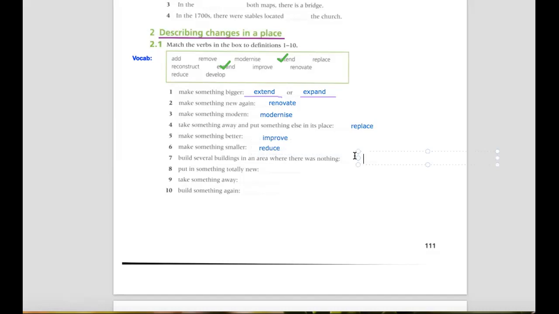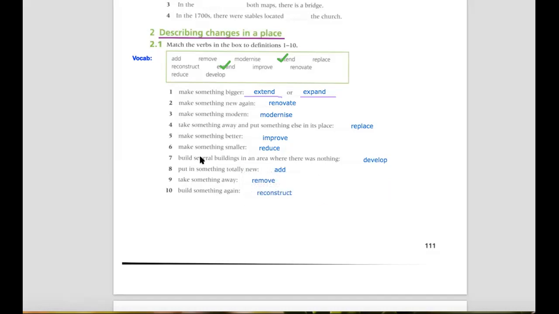Build something in an area where there was nothing. So this is to develop. Okay, so when we use the word develop, it means there was nothing there. Like we say, a new development is happening. There wasn't a house and now we're making it bigger. There was nothing and now we're building a house there. Okay, to put in something totally new, we're adding it. Take something away, remove it. And to build something again is to reconstruct it.